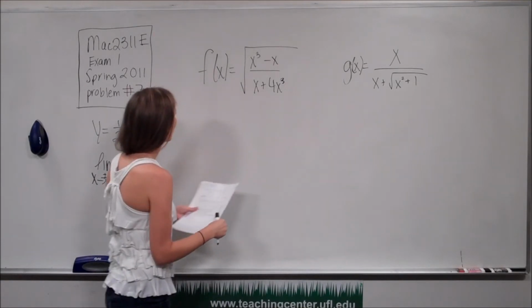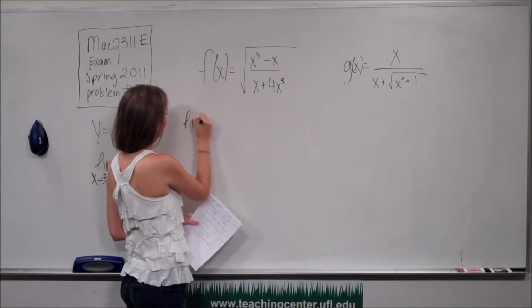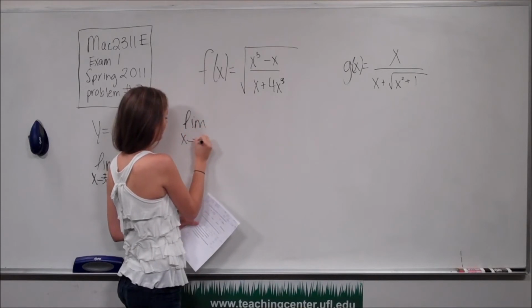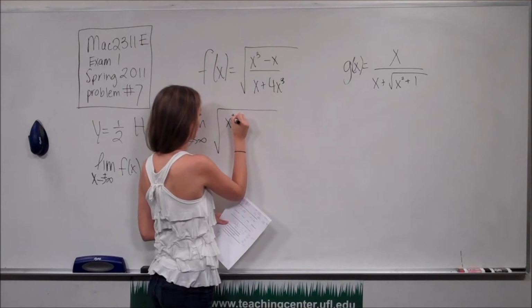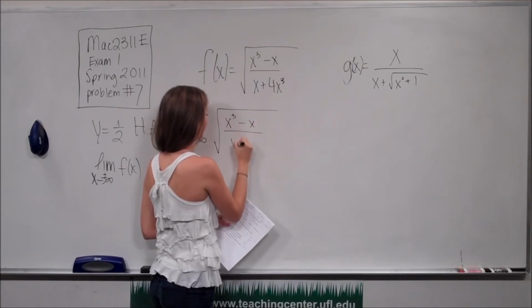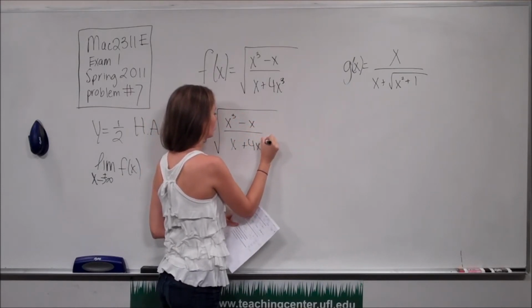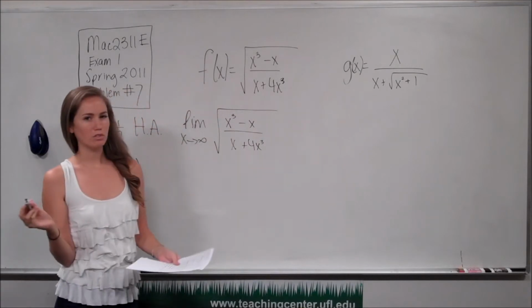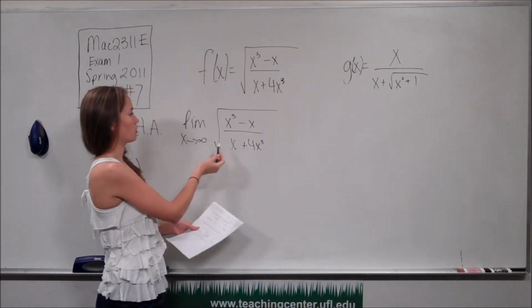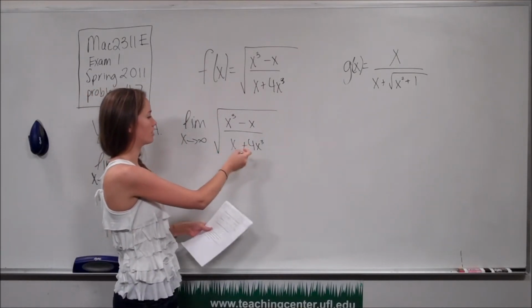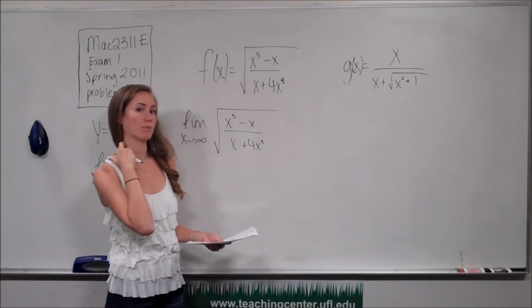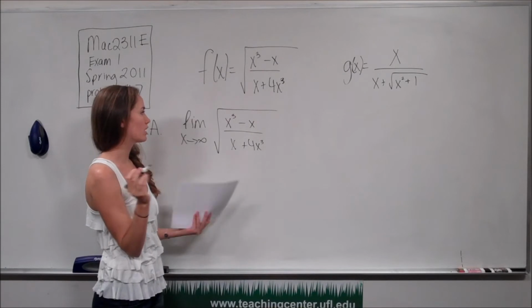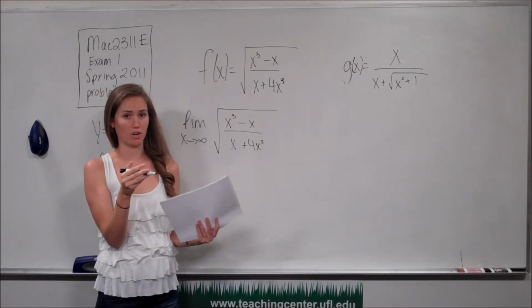Let's do the limit as x approaches infinity of the square root of x cubed minus x over x plus 4x cubed. If we just plugged in infinity, we'd have infinity cubed minus infinity over infinity plus infinity cubed, which really doesn't help us with anything. So we're going to have to simplify this a little bit to be able to get our answer.